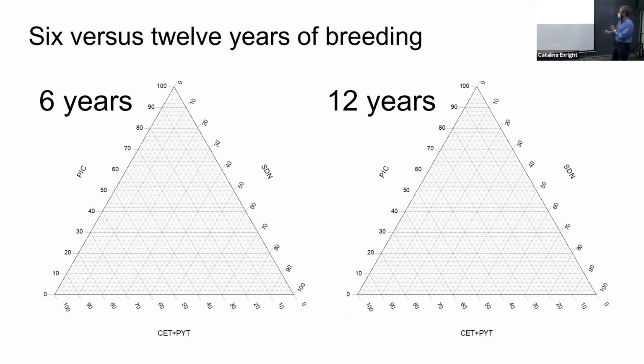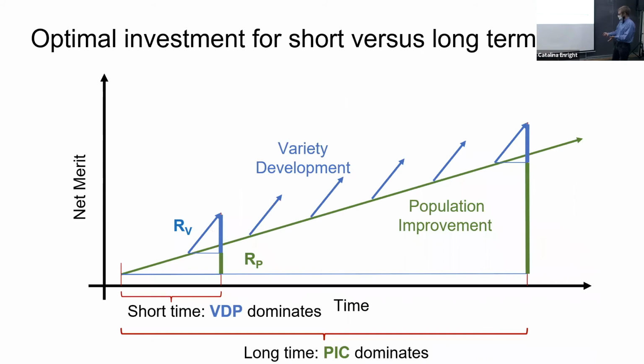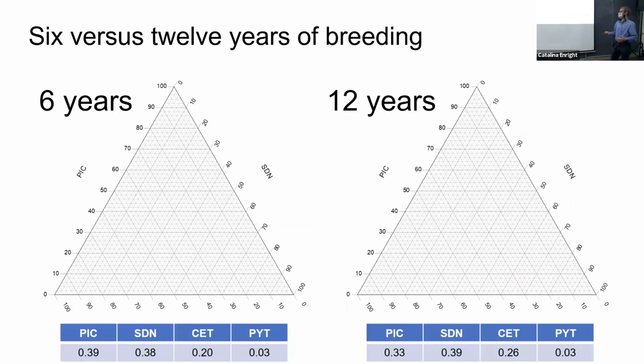So interestingly, even though what I want to do is prioritize in the long term the population improvement cycle, what that suggests is that I have to invest in the thing that makes the population improvement cycle work, and those are the phenotypes.